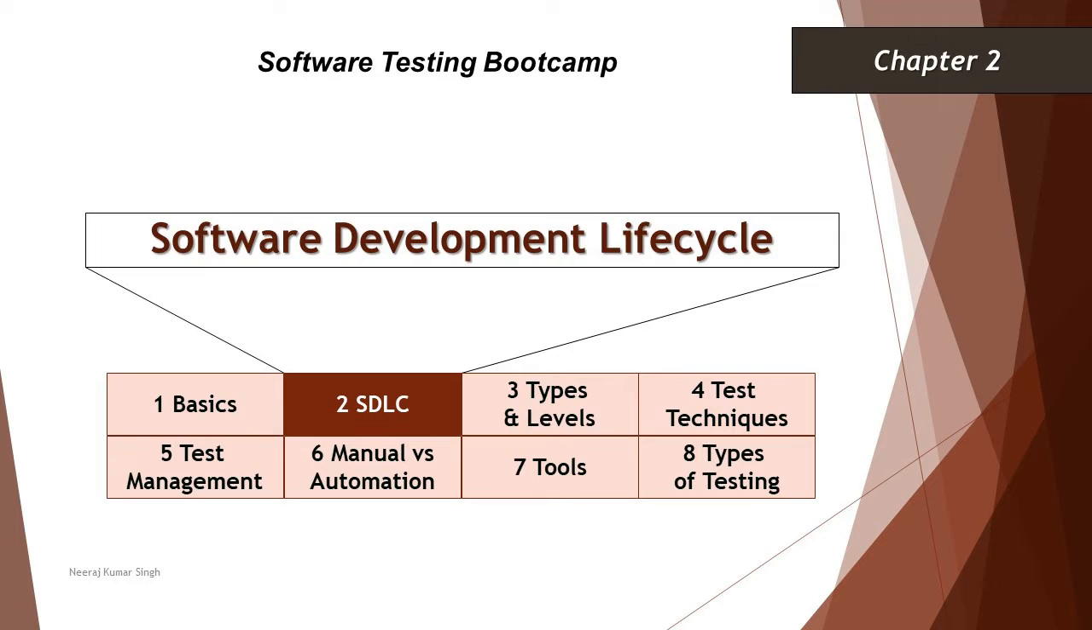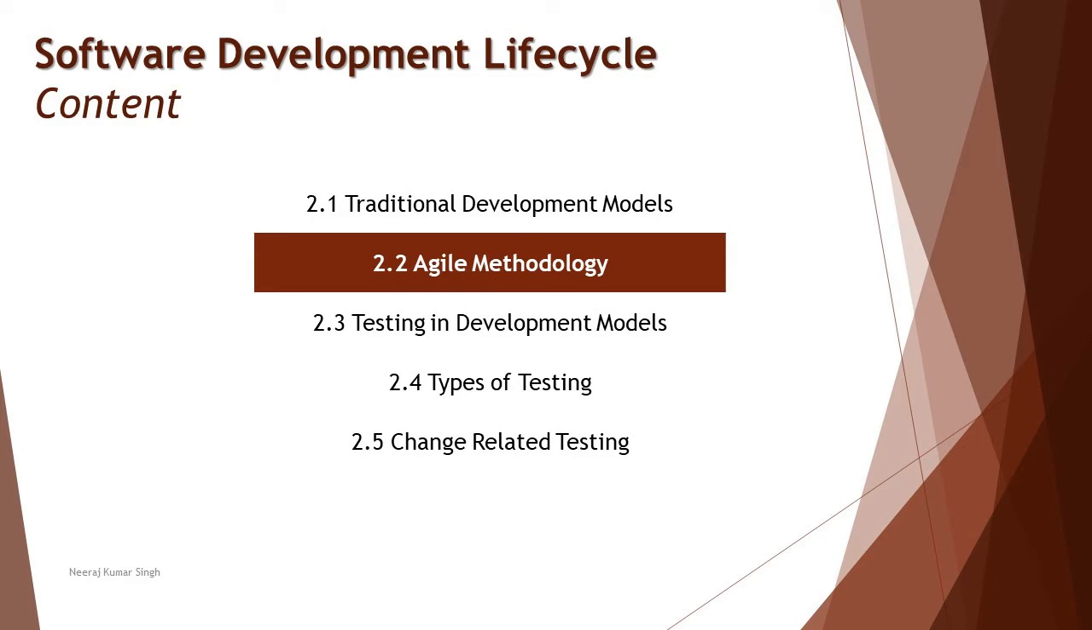We are in chapter 2 talking about the software development lifecycle models, continuing ahead with the same segment, that is 2.1 traditional development models, which we have covered in our previous tutorials. Now it's time for us to quickly jump into the next one, which is 2.2 Agile Methodology. We are talking about the development models, but today we'll be talking about the next segment, which is 2.2 Agile Methodology.